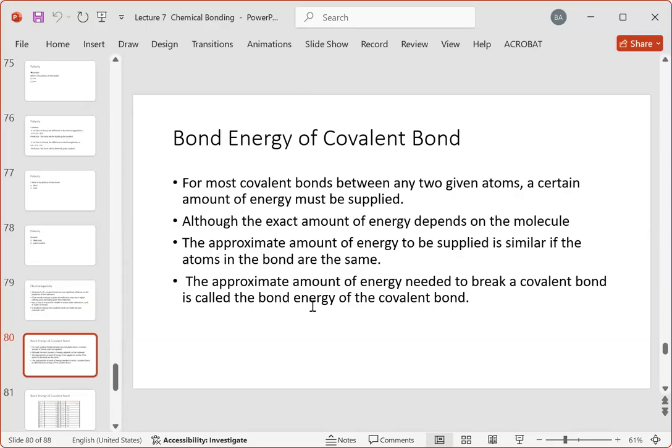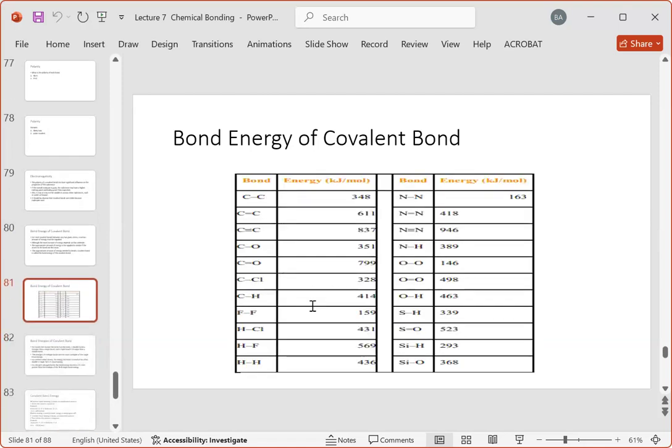You have a bond and then you need energy to break it. It won't just happen by itself. So the amount of energy that we need to use to break the bond is called bond energy. So we have carbon-carbon. This bond energy is 348. That one is the carbon single bond. You have double bond, you have triple bond. So 837, that's the double bond.